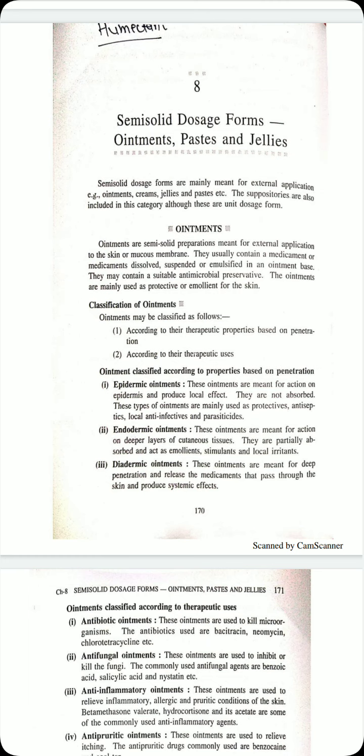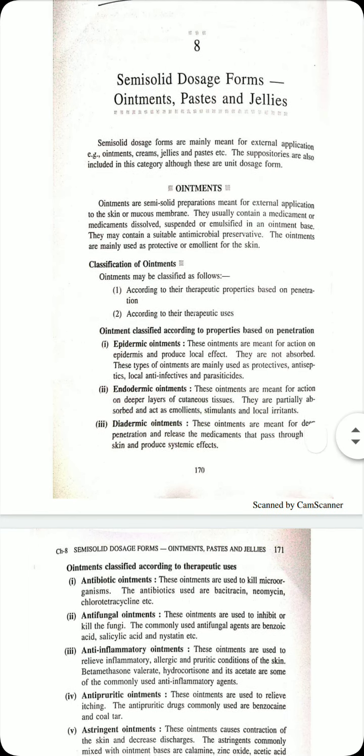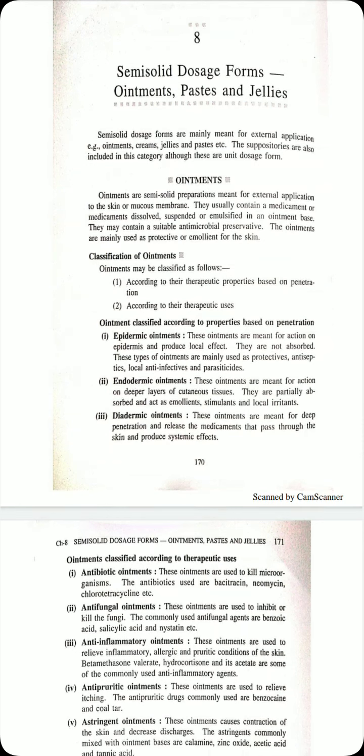So now let us see the classification of ointment. Ointment is classified into two types. First one is according to their therapeutic property based on penetration. Next one is according to their therapeutic uses. First one is classification according to properties based on penetration, meaning how deep it acts into the skin. First one is epidermic, next endodermic, and the third one is diadermic ointment.